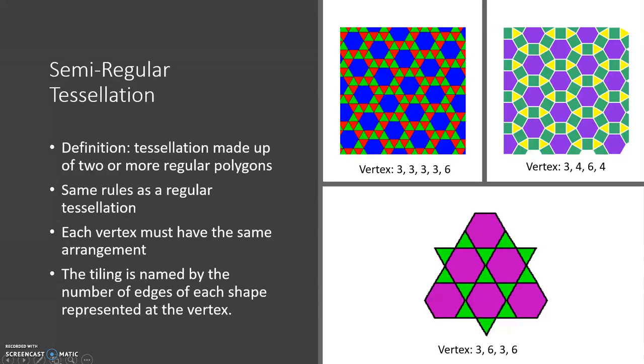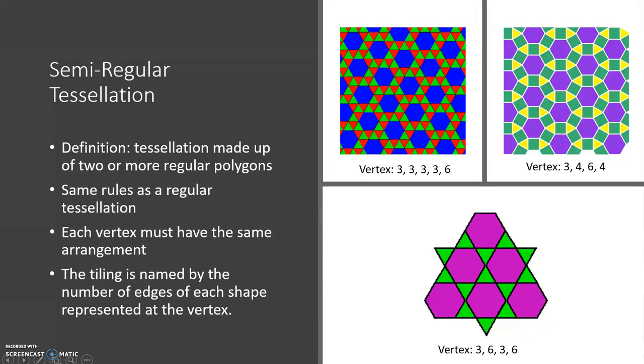All right, next is a semi-regular tessellation. A semi-regular tessellation is made up of two or more regular polygons. So it's kind of similar to the regular, but instead of just being made up of one shape, it's made up of two or more. The same rules apply to the semi-regular tessellation as to the regular tessellation. And again, each vertex must have the same arrangement. If it doesn't, then we can't name it because the vertex would be different, and how would we know what we're talking about. So we name the tessellation or the tiling by the number of edges of each shape represented at the vertex.